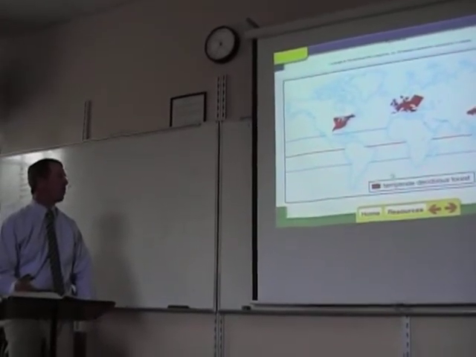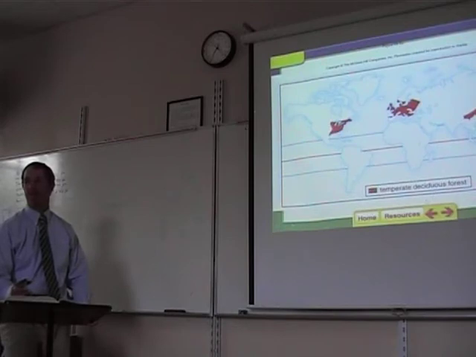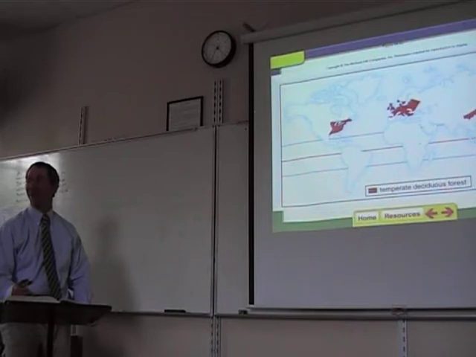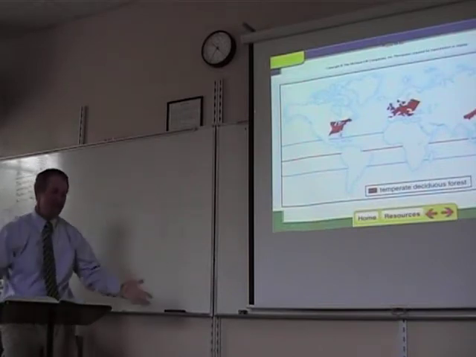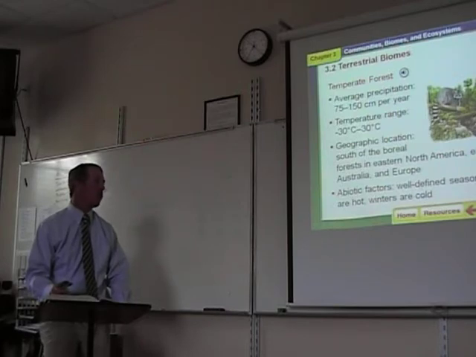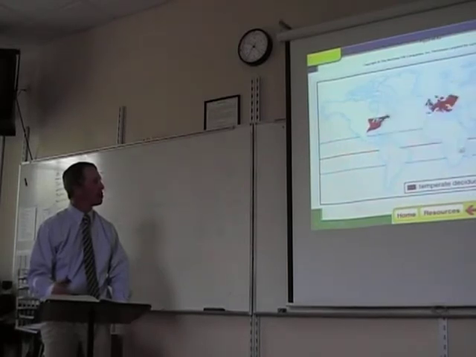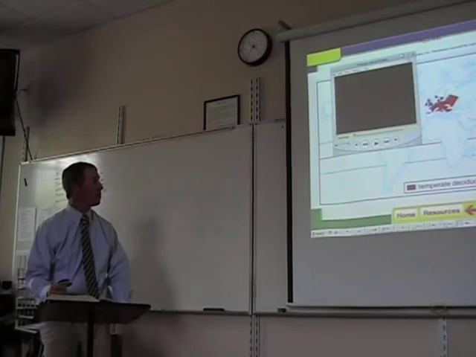Temperate forest. Some the AP book calls it temperate deciduous forest. Do you know what the word deciduous means? Yes. What's it mean? Trees that shed leaves in the autumn. Dropping your leaves, yeah. These trees drop their leaves. And we got a lot of pines around here that don't do that, but if you go up a little further north, most of the trees have these broad leaves and they drop them. And that's what you see in the temperate forest. Well-defined seasons. Hot summers, cold winters. Lots of rainfall. Good for growing.